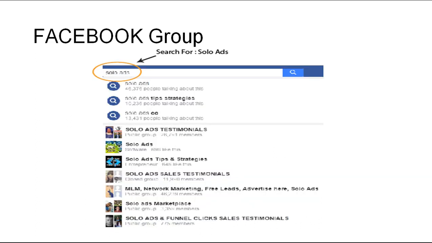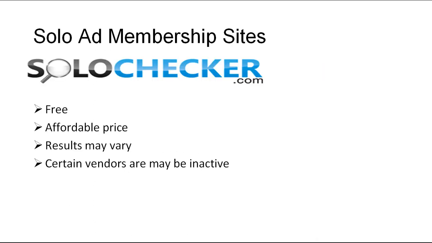The second method you could try is Facebook groups. Similar to Google search, just type in solo ads in the search field and you'll find them. Compared to Google search results, you'll see that the Facebook groups results show that the solo ad vendors are testified by the Facebook group community members. This is one of the best ways to gauge how good the vendor is with his or her subscribers. The third and last method you could try out is solo ad membership sites.